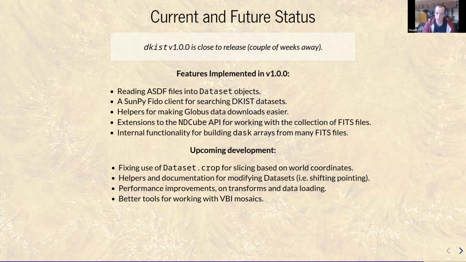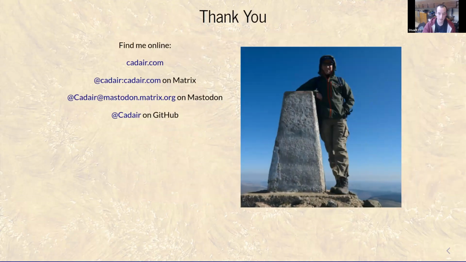In future releases, we hope to make dataset.crop work properly. We're definitely pushing the limits of NDCube's crop API with the complexity of our WCSs, so there are some things to fix there. We want to write helpers and documentation for if you want to modify the metadata, the WCS in particular. Various performance improvements: the FITS reading isn't as fast as it could be, and some of the transforms are quite slow, and also better tools for working with VBI mosaics. That's it. If anybody has any questions or anything, I'd be happy to talk more about DKIST stuff.